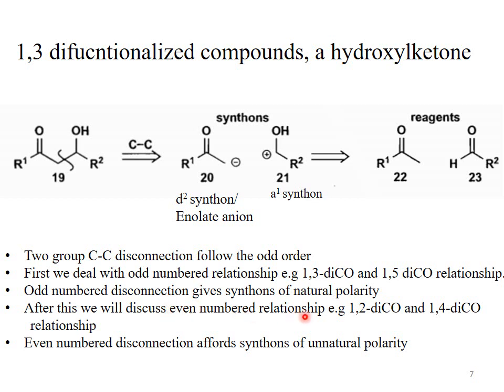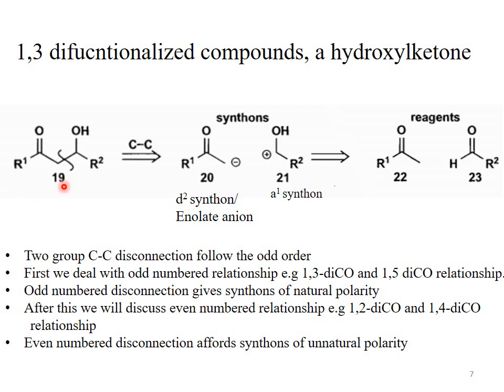So when a 1,3-difunctionalized compound is present and when we will disconnect a beta bond, then it gives us two fragments. Both fragments will be the carbonyl compounds. So one carbonyl compound will act as a nucleophile, the other carbonyl compound will act as a electrophile. So one will be accepted, the other will be the donor. The relationship between the two functional groups is the odd number relationship. That's very important point. See over here, odd numbered disconnection gives synthons of natural polarity.